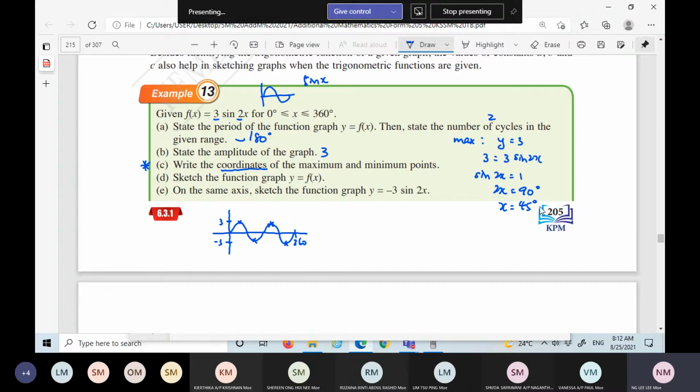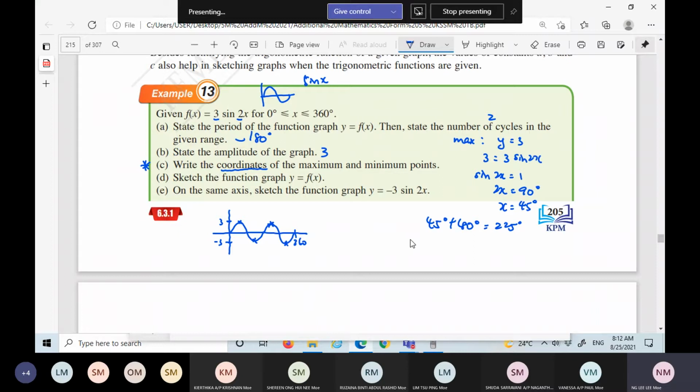But here I only have 1 point. So how? This 1 point, you can use the period to help you get another point. Because the period is one full cycle, if you follow another 180 degrees, you will reach the same point. This is the meaning of period. So the other point will be 45 degrees plus the period of 180 degrees, which is 225 degrees.